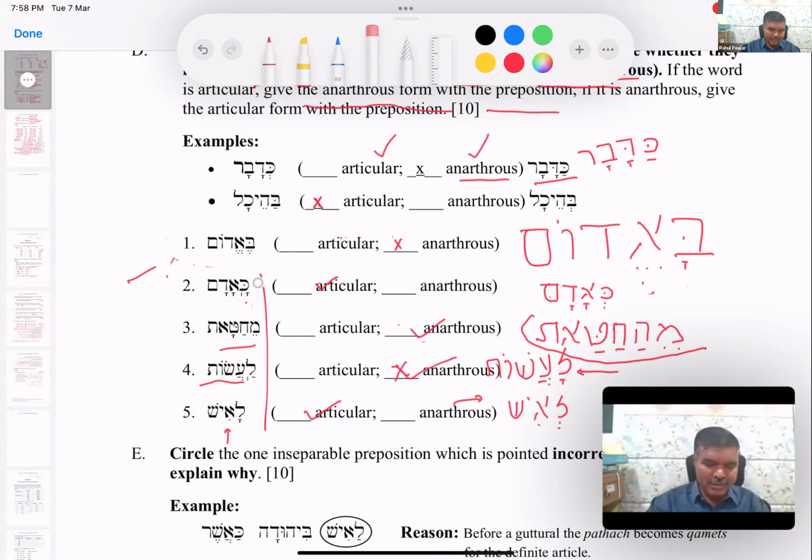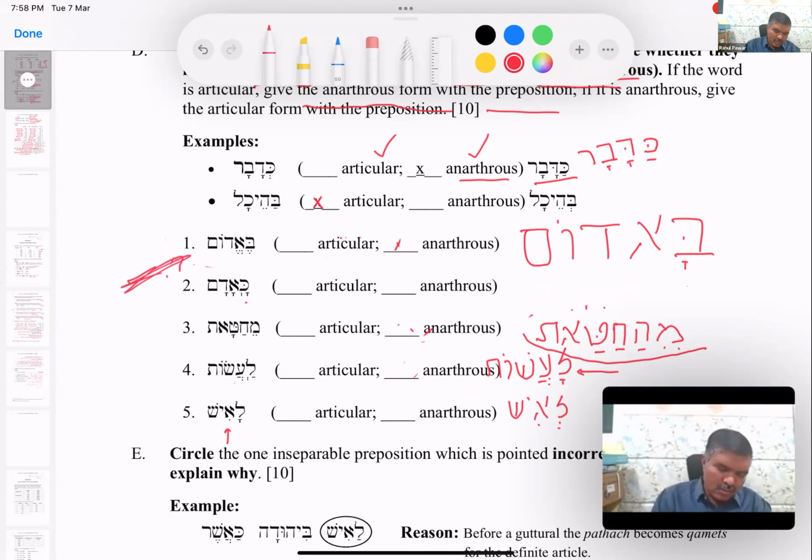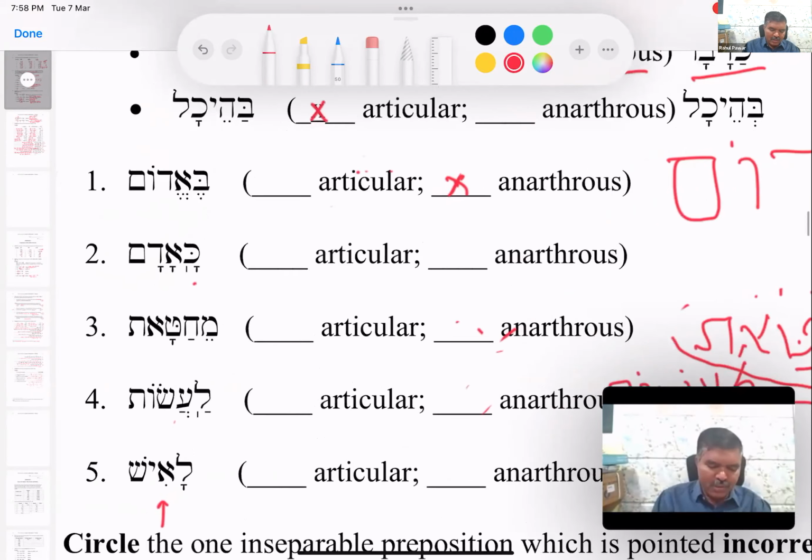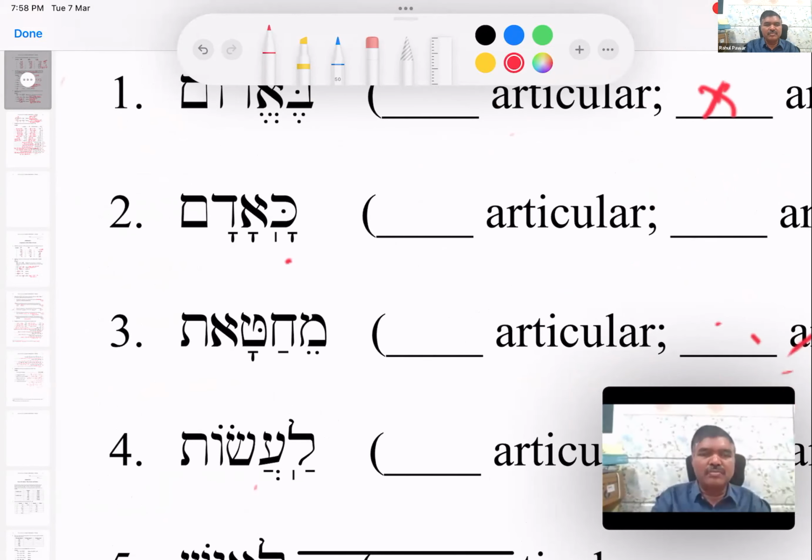So second example we'll see. First we saw that this is anarthrous, Be-Edom. Second one, Ka-Adam. Anyone tell me whether this is an example of articular or without article?